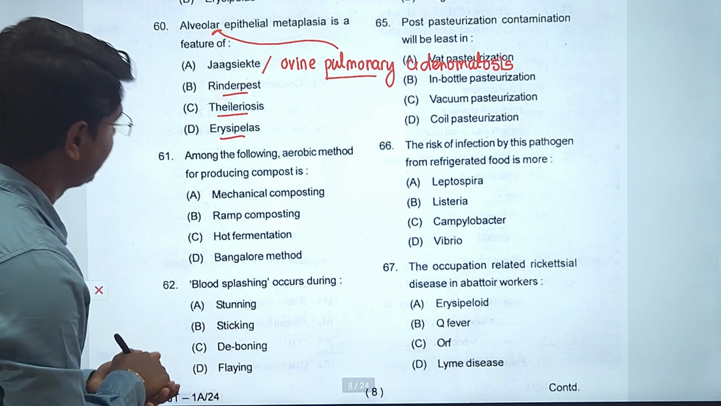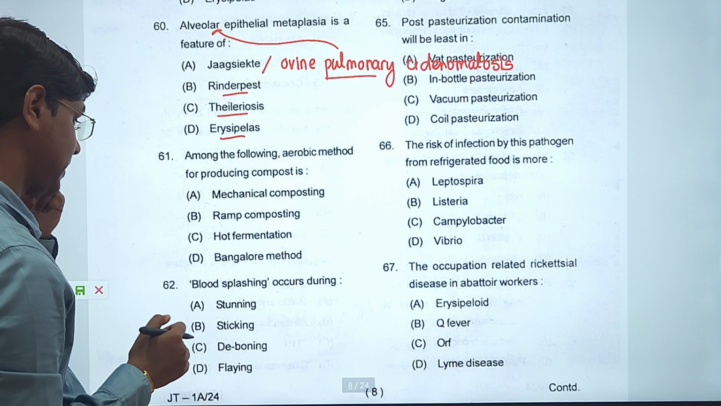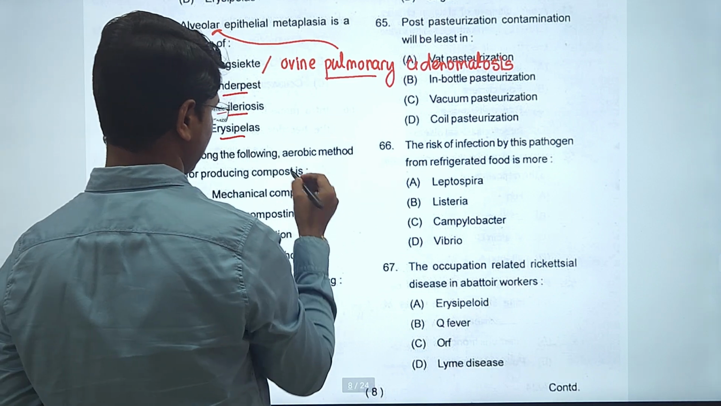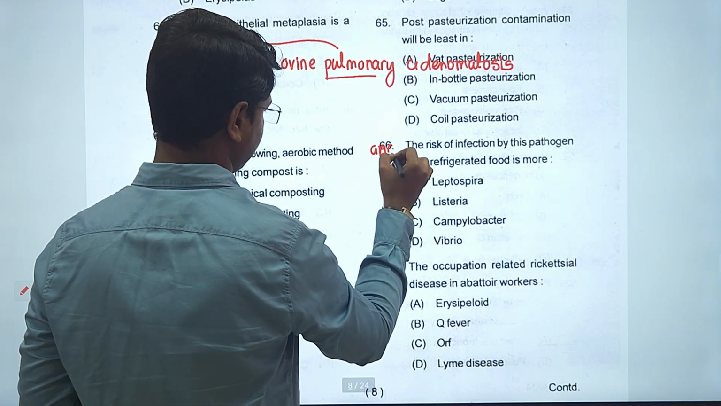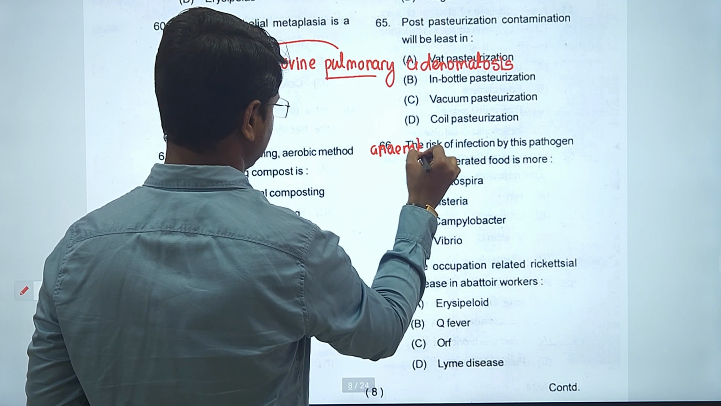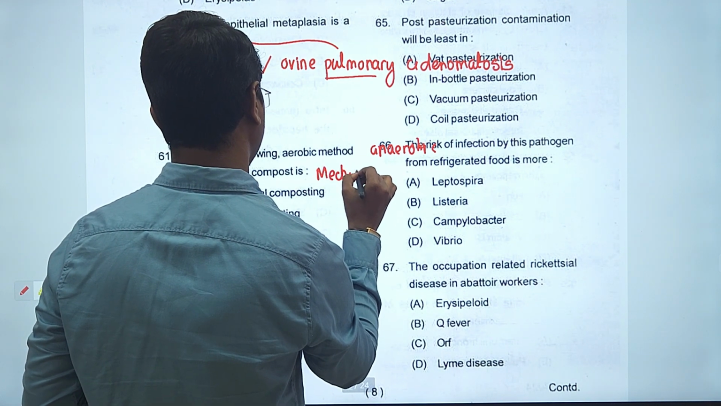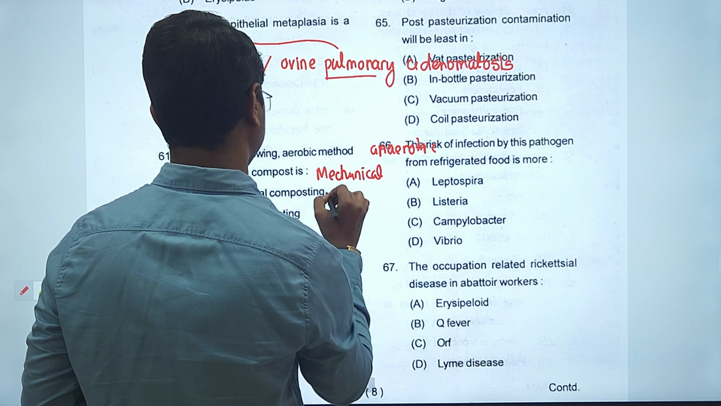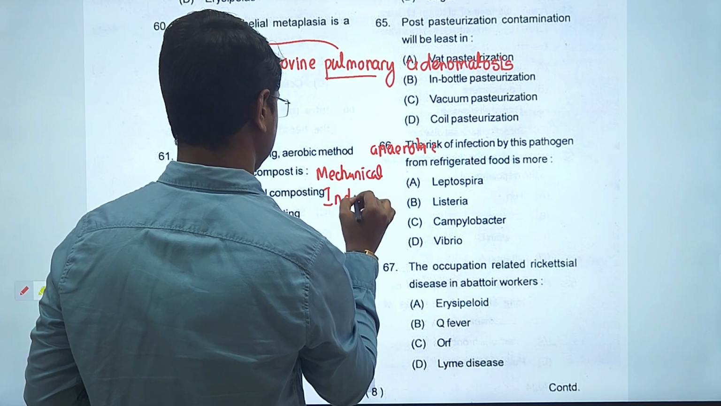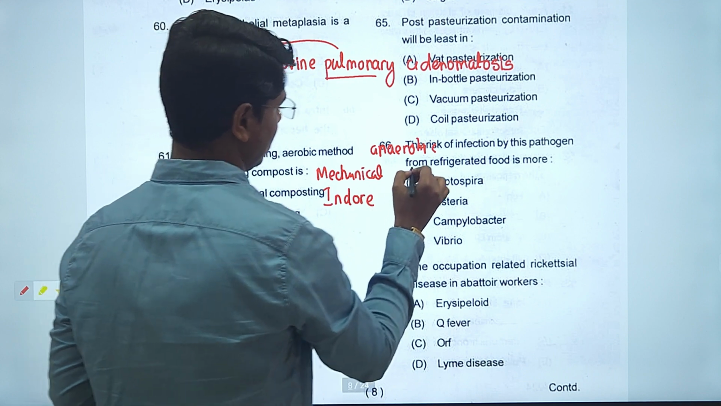Among the following, aerobic method of producing compost is, you see, aerobic method, there is also anaerobic method. Examples of aerobic are the mechanical method and indoor method. The anaerobic are Bangalore and Coimbatore.